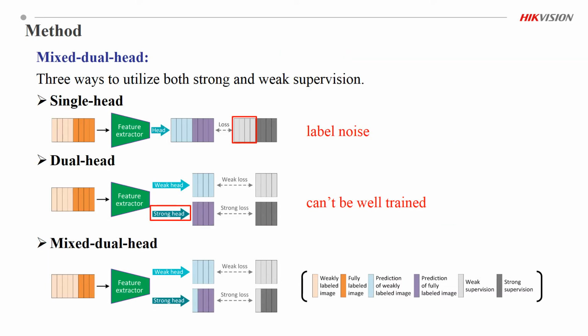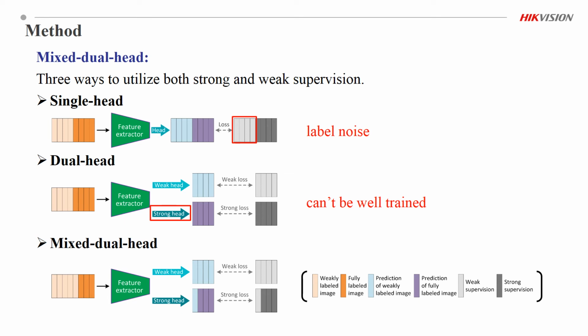We can split the semantic segmentation networks into the feature extractor and the prediction head. There are three ways to utilize both strong and weak supervision. Single head is a commonly used structure. It supervises the prediction head with a mixture of strong and weak supervision. The label noise of weakly labeled images will greatly affect the performance.